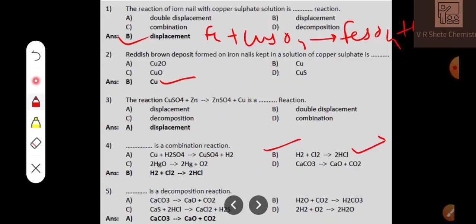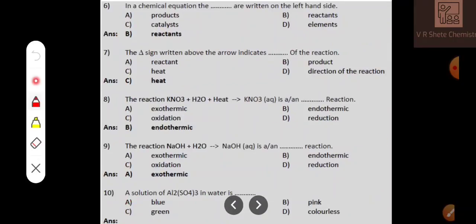Fifth question, which of the following is a decomposition reaction? Calcium carbonate on heating gives calcium oxide and carbon dioxide. A single reactant giving two or more products is called a decomposition type of reaction. Next, in a chemical equation, the reactant is written on the left hand side and the product is written on the right hand side.